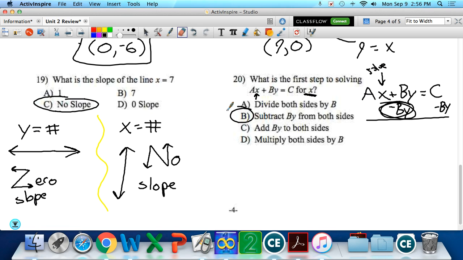It's one step. So why is it in here? We're not done enough equation solving. We're not done enough literal equations. No, it's in here because the EOC asks this question a lot. It just says, hey, what's the first step?